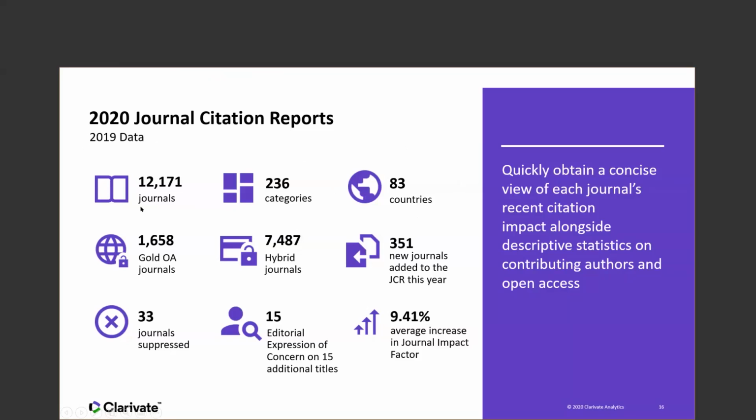Some of the journals are in open access, other ones hybrids. And we have more than 300 new journals that have been added to the journal impact factor. So every year, we have more journals being added to the core collection and entering into the journal impact factor. That's good news. We see also that the average journal impact factor is increasing. From last year, we see the increase, almost 10%. That's excellent also.